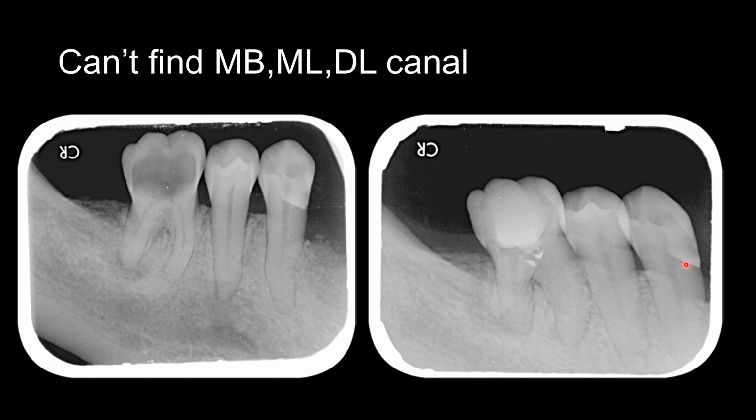And after this, I have a bonus here. This is one of the failed cases in dynamic navigation. In this case I cannot find the MB, ML, and distal canals, although they are right there. After I opened the access, I could not find the mesial buccal and mesial lingual canals. So I put some Vitapex here, a radio-opaque medication, and I took an X-ray. So I could see that I was not on the right path.